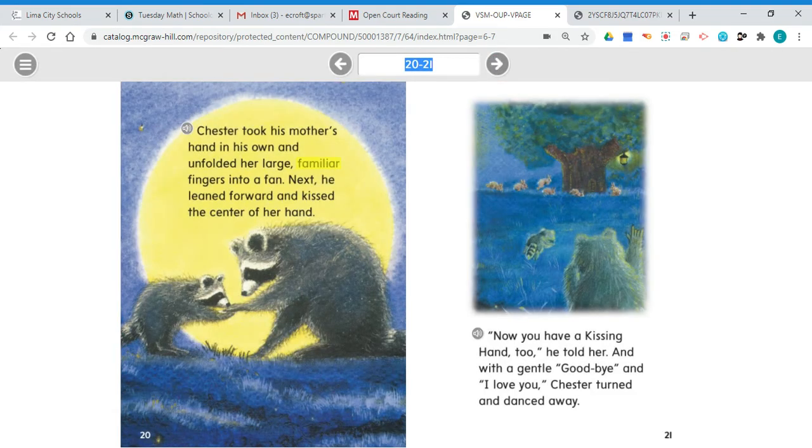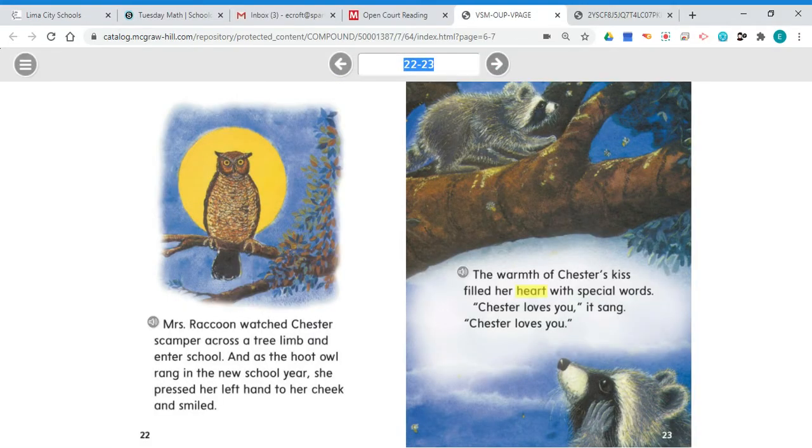Chester took his mother's hand into his own and unfolded her large, familiar fingers into a fan. Next, he leaned forward and kissed the center of her hand. Now you have a kissing hand too, he told her, and with a gentle goodbye and an I love you, Chester turned and danced away. Mrs. Raccoon watched Chester scamper across a tree limb and enter school, and as the hoot owl rang in the new school year, she pressed her left hand to her cheek and smiled.